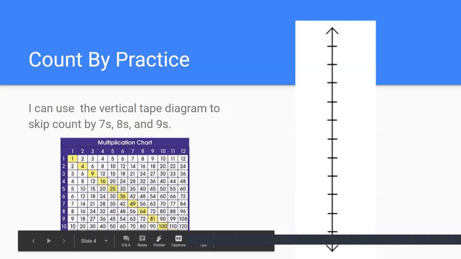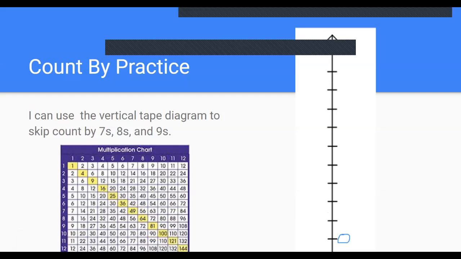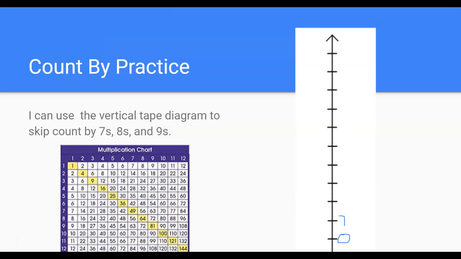So if I can move this little guy, you're going to go up here. I'm going to start at 0, and then I'm going to start with my 7s, 14, 21, and so on.